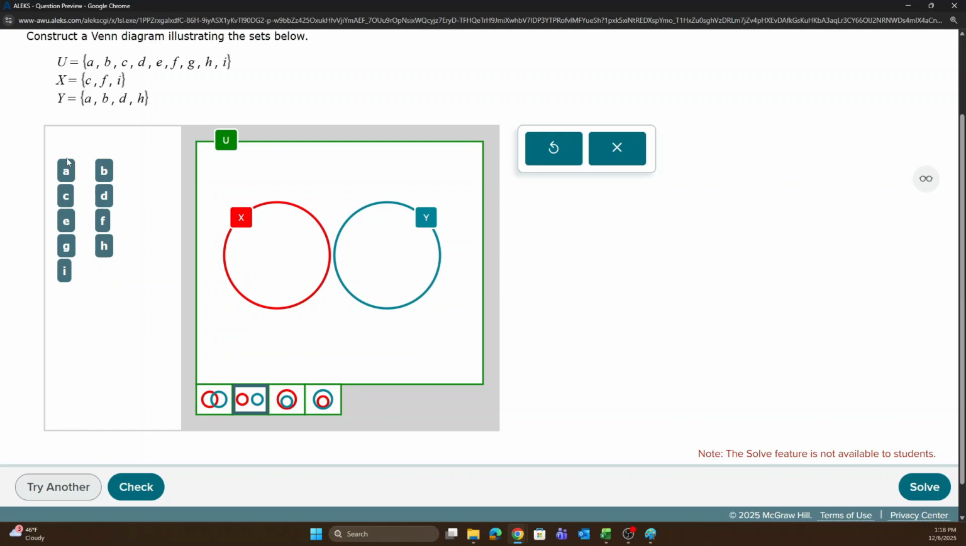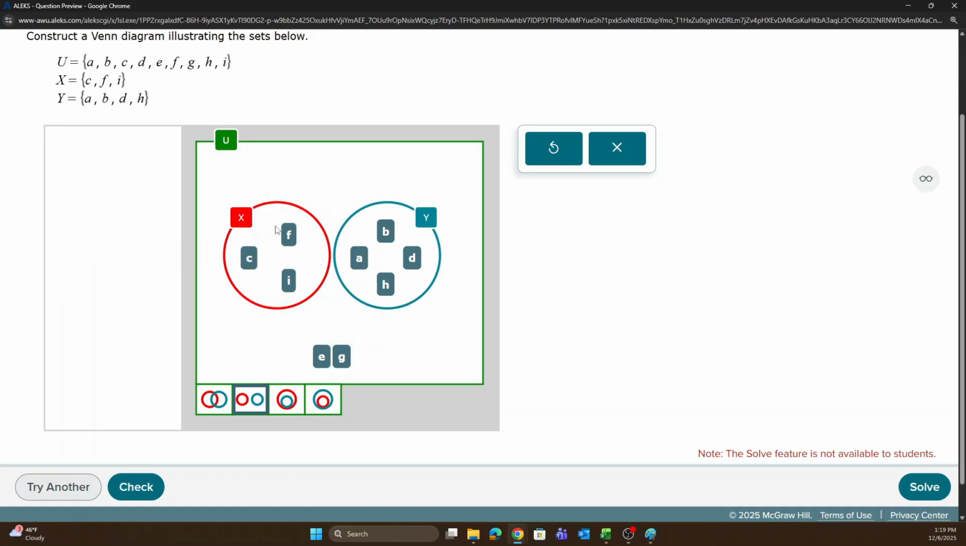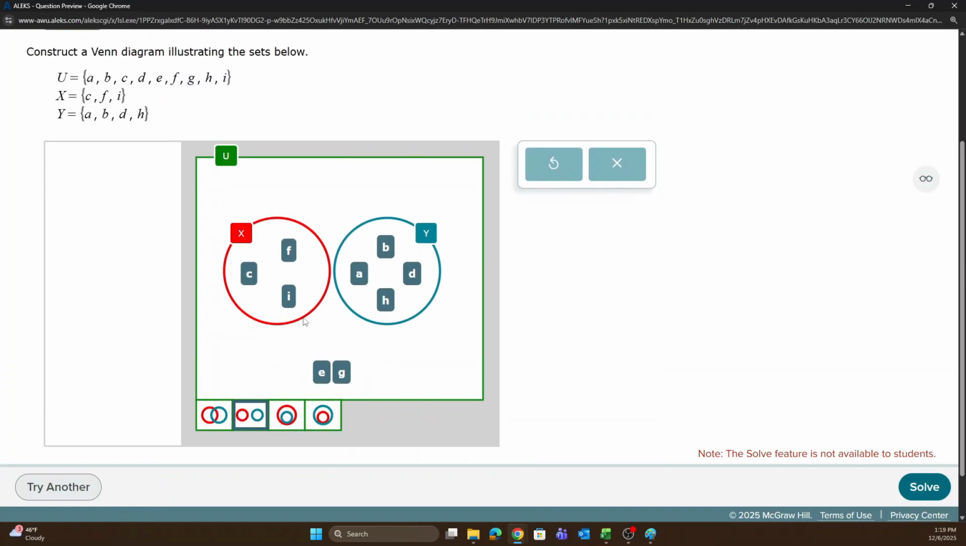So if we start by putting in the things where they go, A goes in Y, B goes in Y, C goes in X, D goes in Y, E isn't in either of them, so that's part of the universal set, F is in X, G isn't in either, so that's a universal set, H is Y, and X will take I, and you can see that's how you put it together. Remember, the important thing is, since they don't share anything, it is disjoint. Let's look at another one.